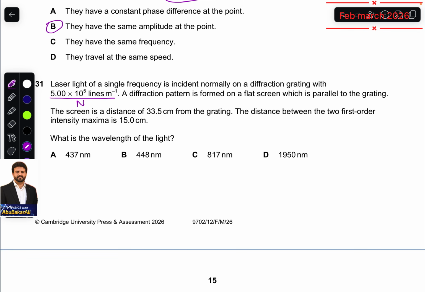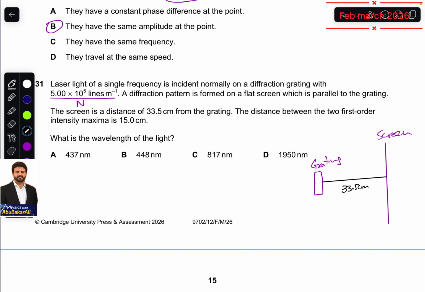The screen is at a distance. Okay, let me draw this diagram. So first we have, let's suppose this is the grating, and this is the screen. The screen is at a distance of 33.5 centimeter. The distance between the two first order intensities is 15.